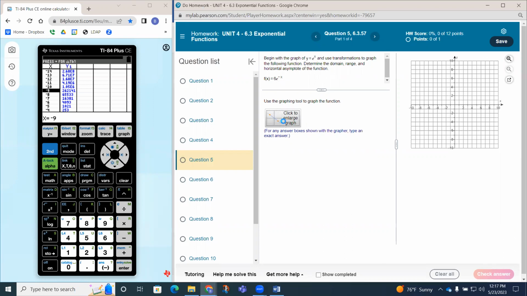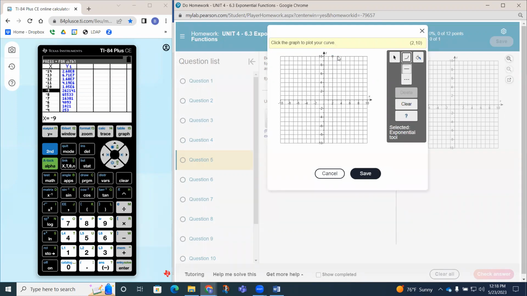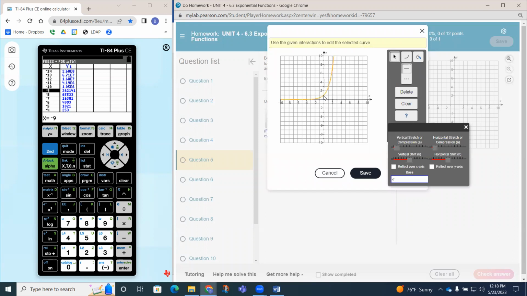So if I click on the graph, again, our exponential tool would be this one. So what we want to do is plot the curve. This time we actually have to create a table on this one. So we did have this point 0, 1. So we got that going on again.